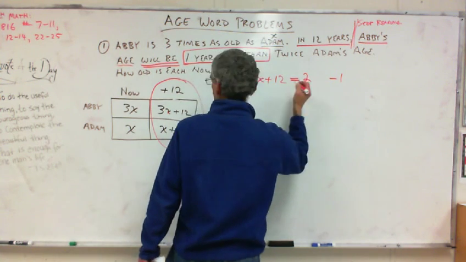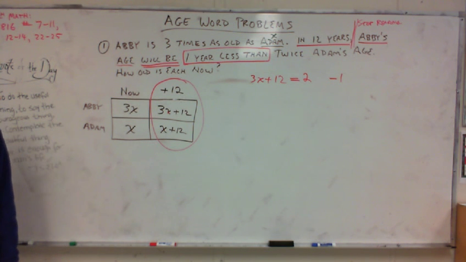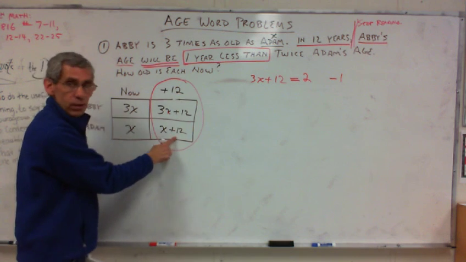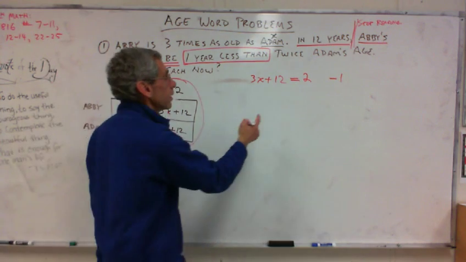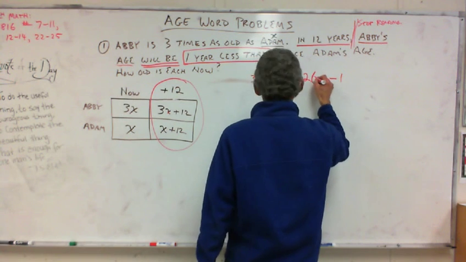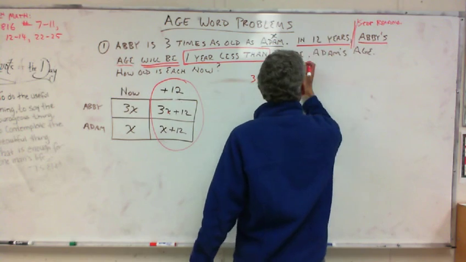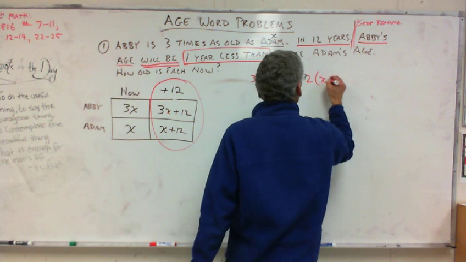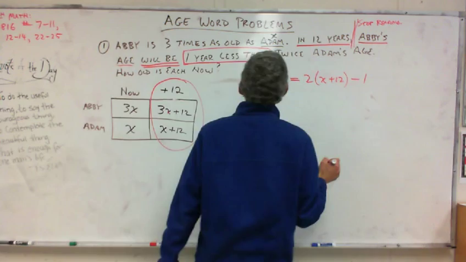So 2, Adam's age is what? X. No. In 12 years, that's what I'm talking about: X plus 12. That's why I circled this. That's what I'm using when it says Adam's age, right? 2 times x plus 12. I didn't give myself enough space, sorry. 2 times x plus 12, and then, what was it again? -1, 1 year less than.